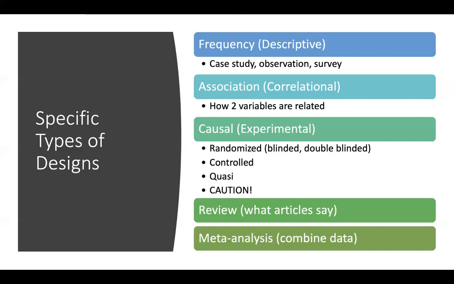So those are three big examples: frequency, association, causality, with some smaller, more specific examples of studies in each category. Then we come to the last two things on the slide, which are a review article and a meta-analysis. We're not going to look much at these in this class, but you need to know they exist.